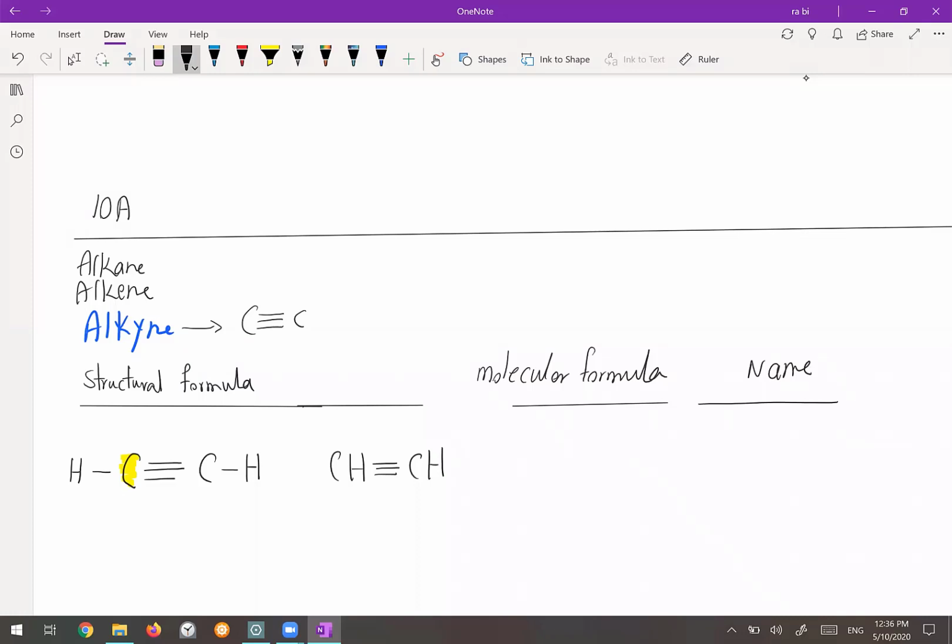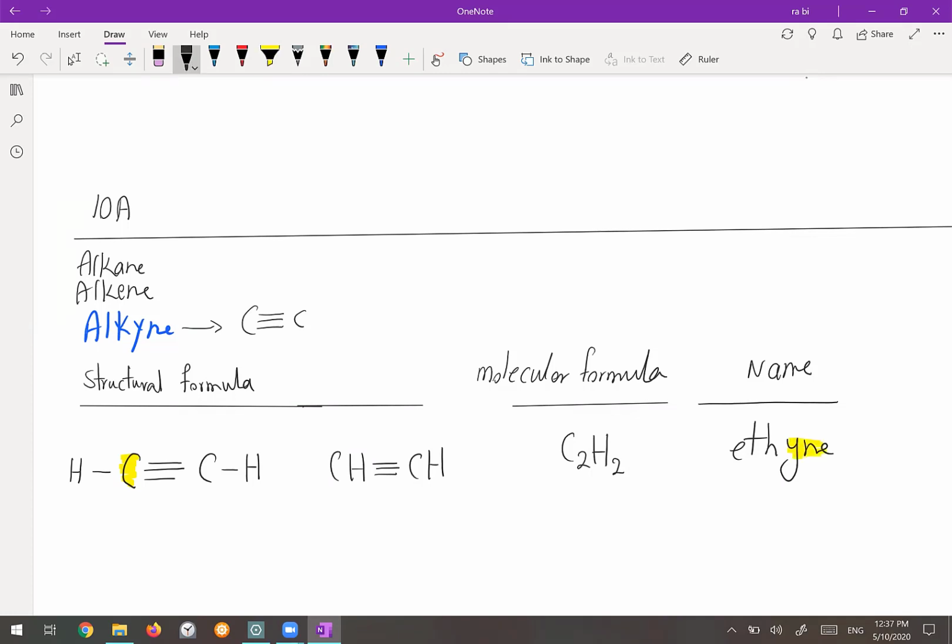Its molecular formula is C2H2. You have two carbons and two hydrogens in the molecule. And the name of this member comes from the name of the alkane. The alkane with two carbons is ethane, but here we have ethyne, Y-N-E. So A-N-E in the alkane converts to Y-N-E.